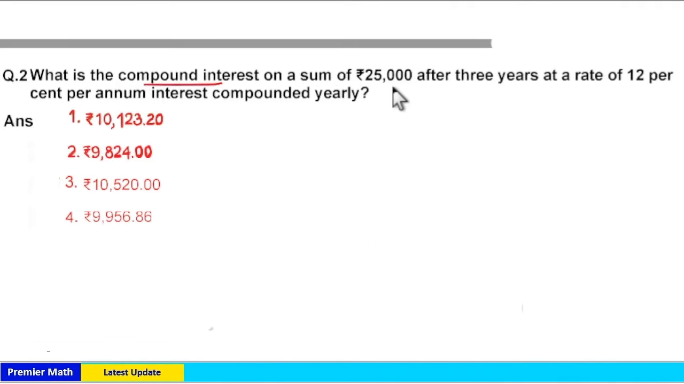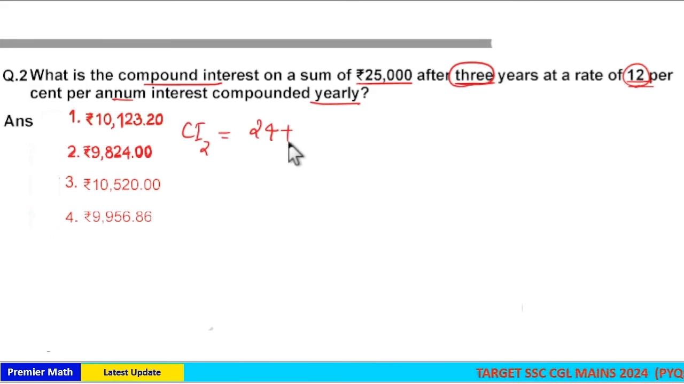What is the compound interest on a sum of rupees 25,000 after 3 years at the rate of 12% per annum? Interest compounded yearly. Here interest is compounded annually, and here for 1 year rate is equal to 12%. Then calculate total interest for 3 years. Here compound interest for 2 years is equal to 12 plus 12, 24, 24 plus 12 into 12, 144 by 100. Use successive increment formula, which is equal to 25.44.